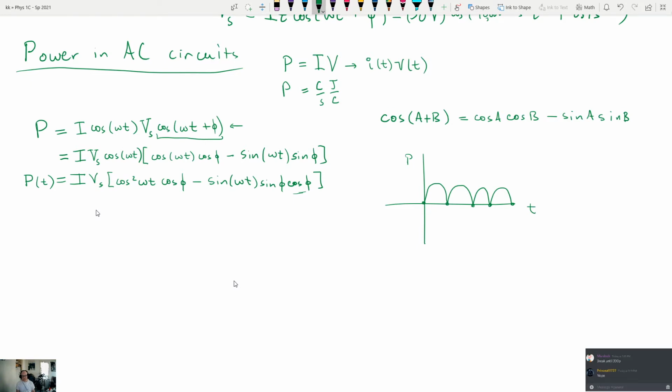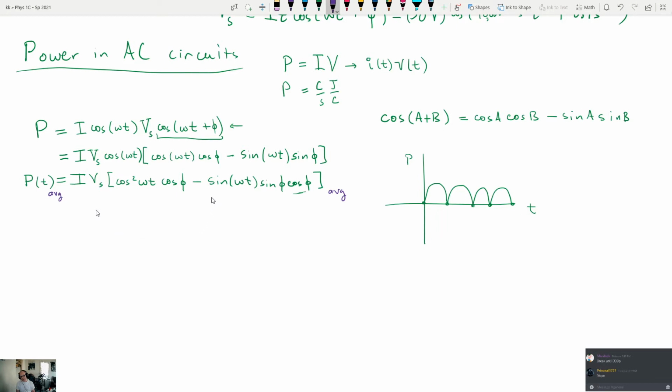So if we want to talk about the average power, then what we need to do is average this entire function here. We want to average both sides of this function over one period, or over multiple periods, or over infinite periods, whatever you want to do. So we're looking at what these quantities are going to be when we average them over one period.